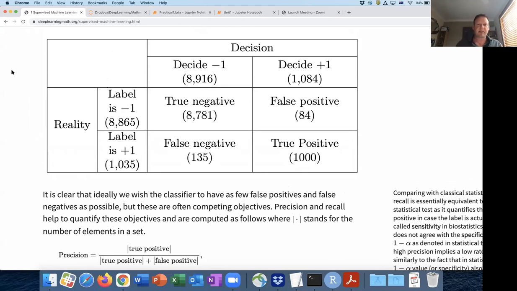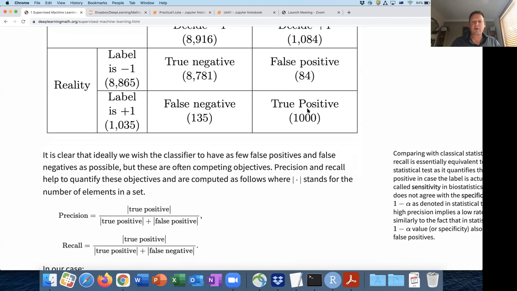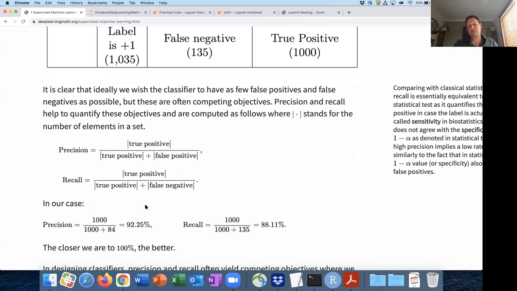Okay, so let me just explain this table very quickly. You look at the reality: the label is negative one or the label is positive one. We decided negative one, or we decided positive one. We like true negatives, meaning we decide negative one if the label is negative one, and we like true positives, meaning we decide positive one if the label is positive one. This happened to be a very round number, 1,000. That's just a matter of luck. The precision is the true positives divided by true positives plus false positives, by this column, and the recall is this. These two measures together capture how good you're doing with the classifier. For this example, you get 92% and a bit, and 88%.